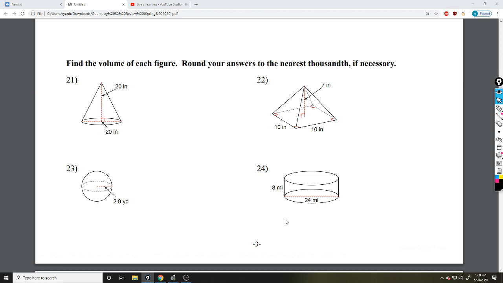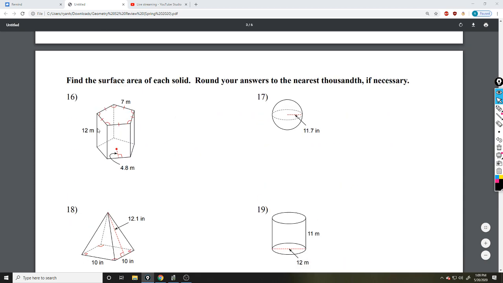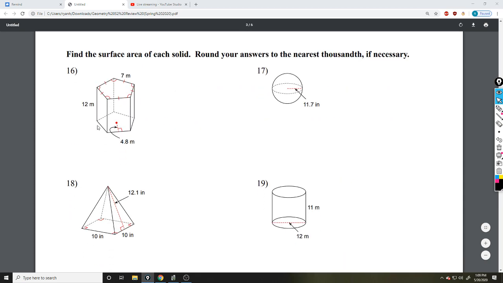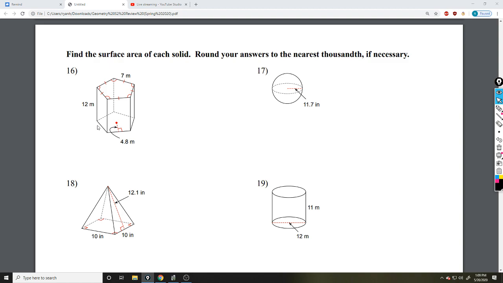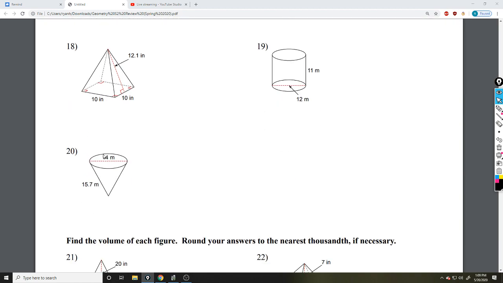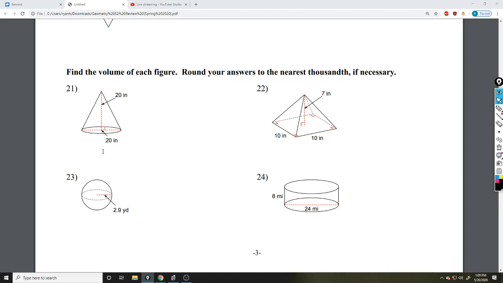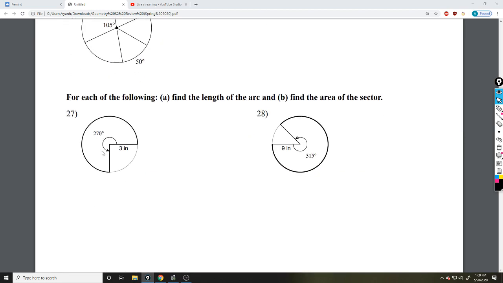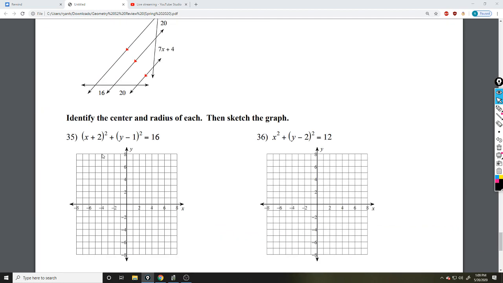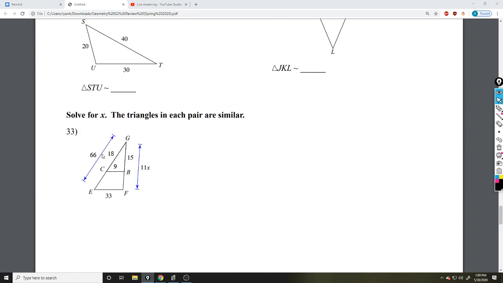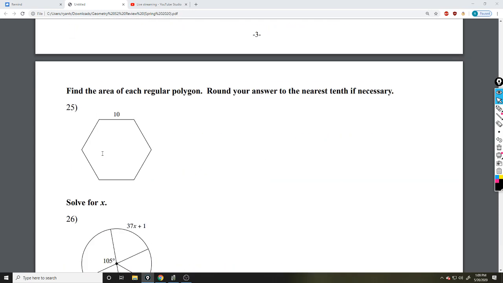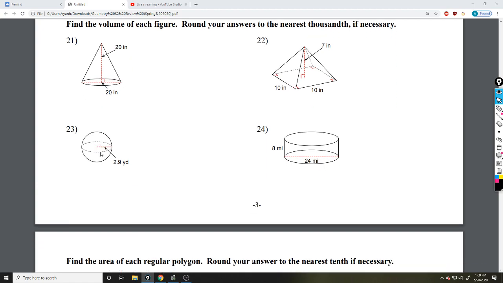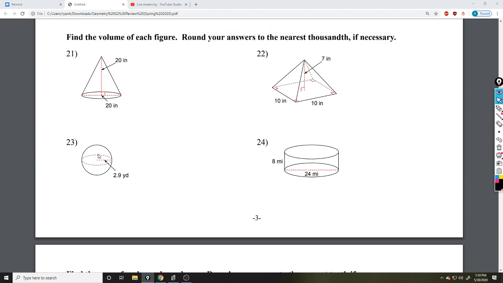Yesterday we left off by talking about surface area, and that was the more complicated piece. Today we're going to do volume, and it's going to be quite a bit easier. Then we'll talk about some circle stuff. We'll go back to some similarity stuff that we did at the start of the year, and then we will be done. Okay. Here we go.